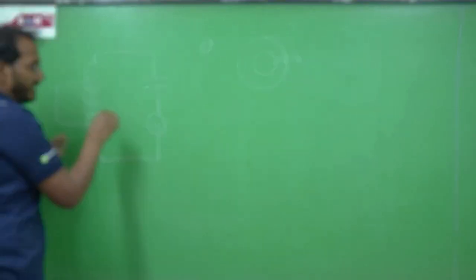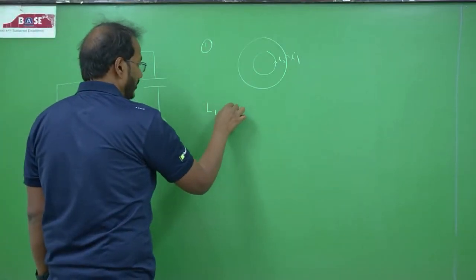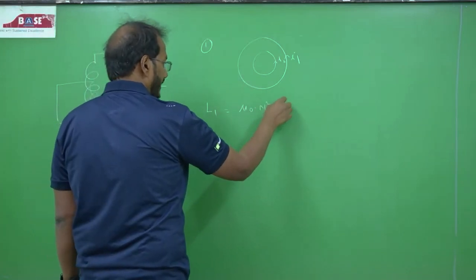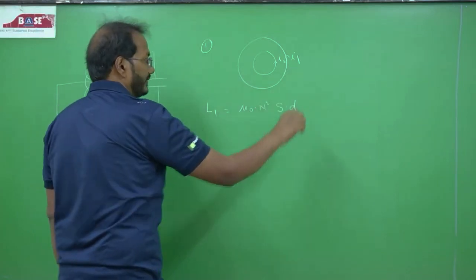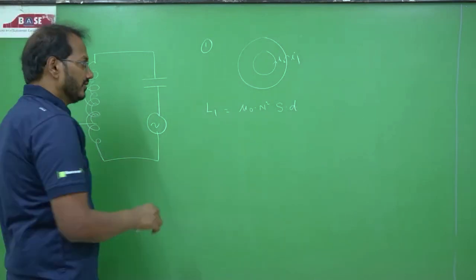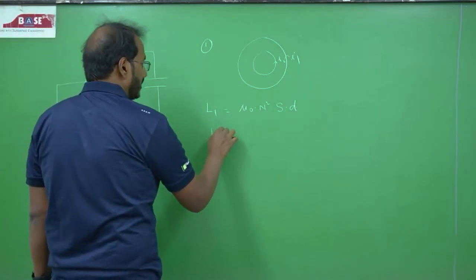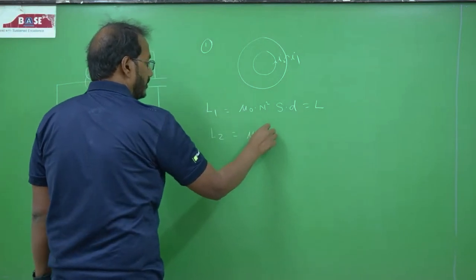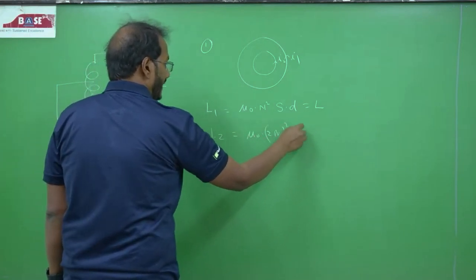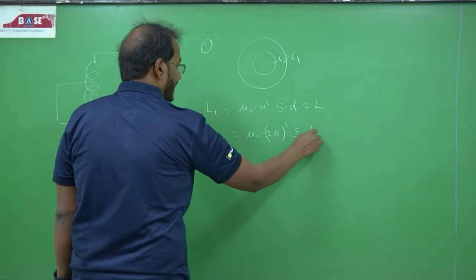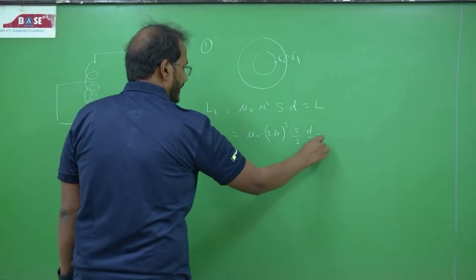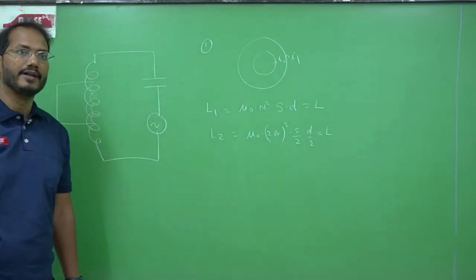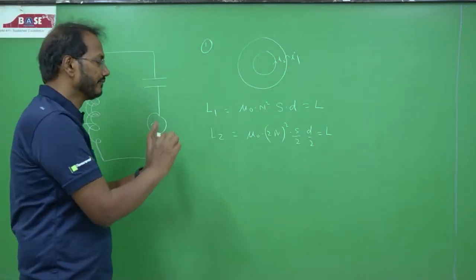If we look at the bigger coil, its inductance L1 is mu naught n square times cross section area S into D. It is for the bigger coil. For the shorter coil, it is given as L in the question: mu naught 2n square, S is S by 2, D is D by 2. So it is also equal to L. So both coils have self-inductance L, right?